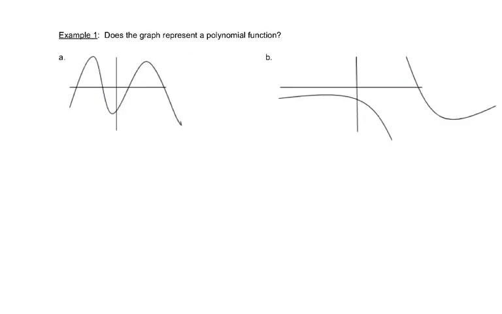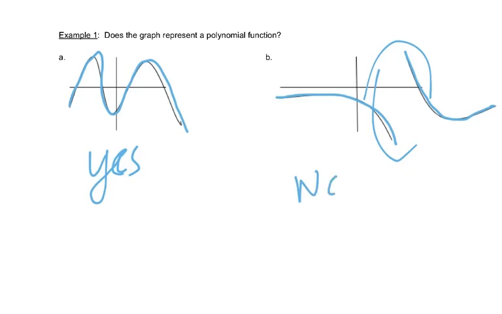So the question here is does this represent a polynomial function? So the first thing in A is that there's no sharp corners, it's smooth. And the second thing is that I could trace that without picking up my pencil, so it's continuous. So A is yes. In B, there's no sharp corners either, but if I try to trace it, I have to pick up my pencil to get to the second piece. That means that there's a break in the graph, and that makes it not a polynomial.